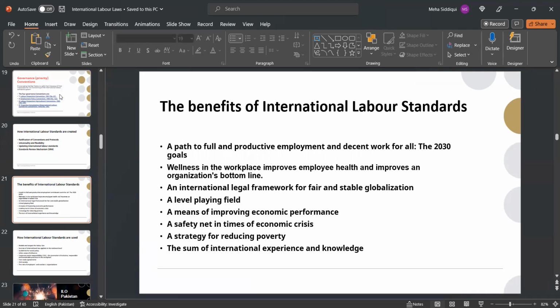Wellness in the workplace improves employee health and improves an organization's bottom line. An international legal framework for fair and stable globalization. A level playing field, a means of improving economic performance. A safety net in times of economic crisis, a strategy for reducing poverty, the sum of international experience and knowledge.